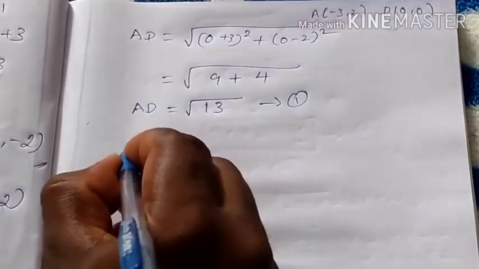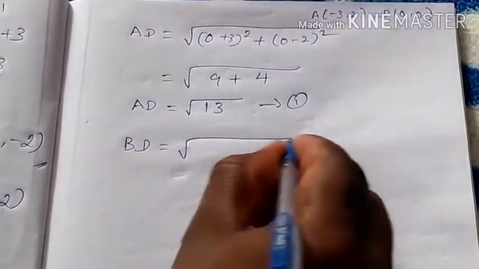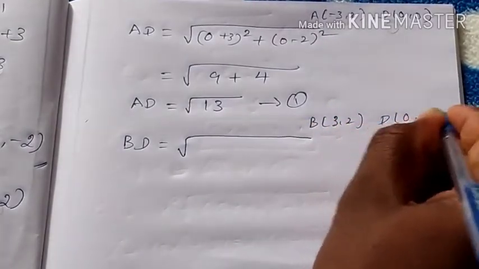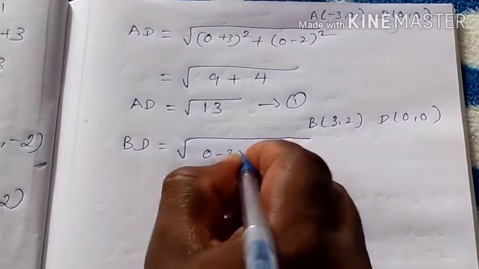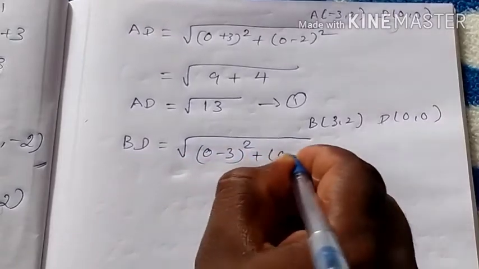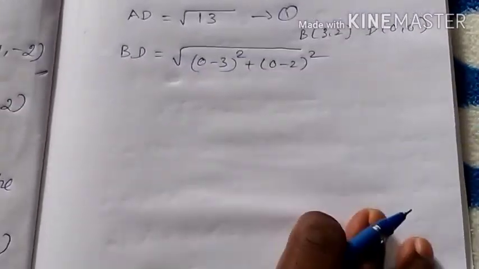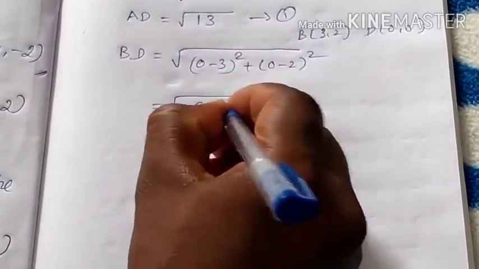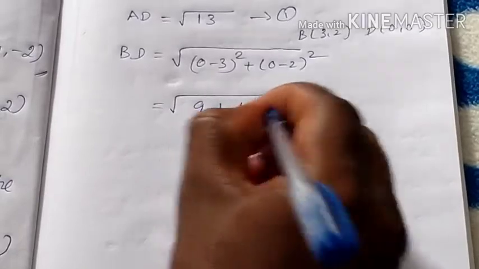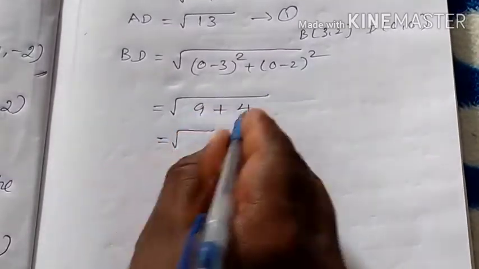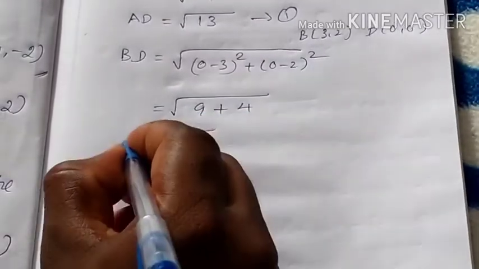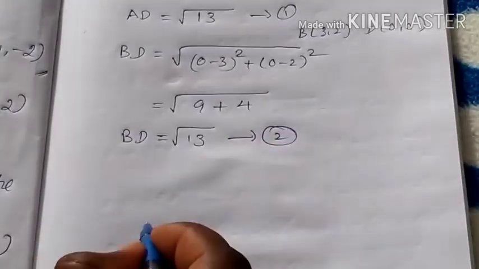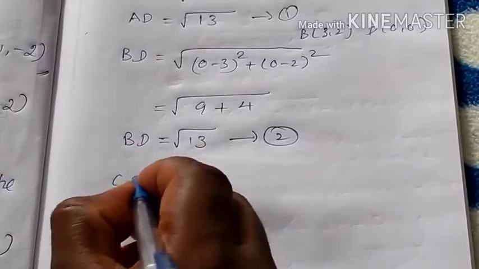Then find the distance BD, which is equal to, the B point is 3 comma 2 and D is 0 comma 0. In the same manner, 0 minus 3 the whole square plus 0 minus 2 the whole square, which is equal to minus 3 the whole square is plus 9, minus 2 the whole square is plus 4, which is equal to square root of 9 plus 4, which is 13. The BD is also equal to root of 13. This is number 2.